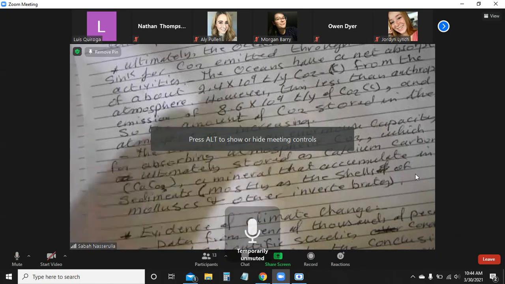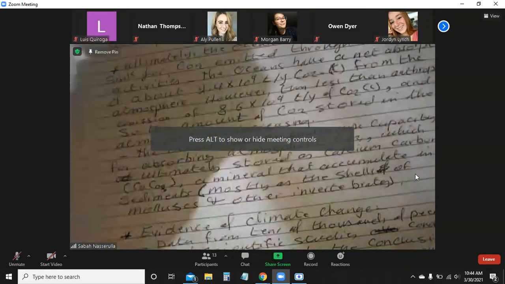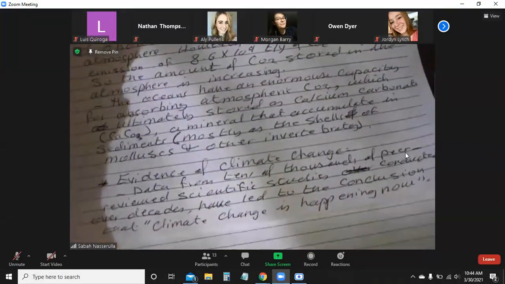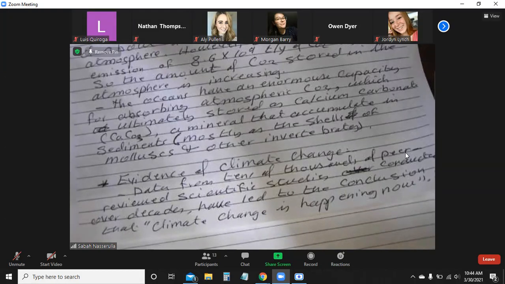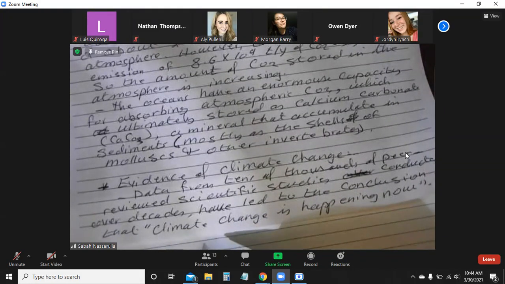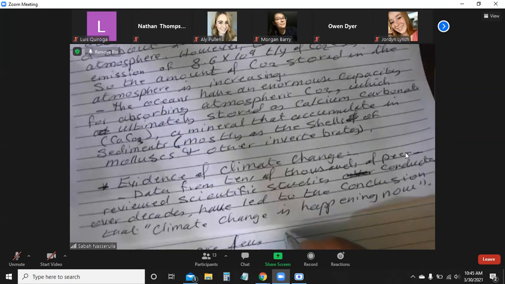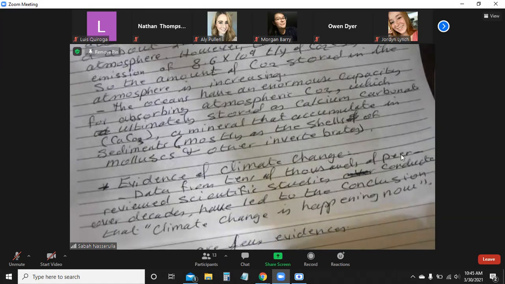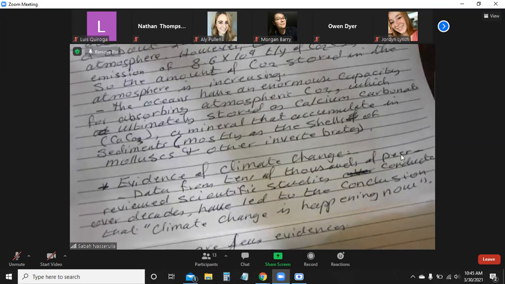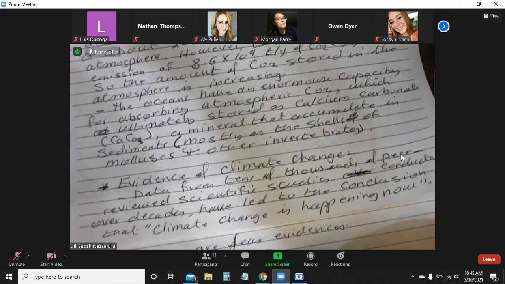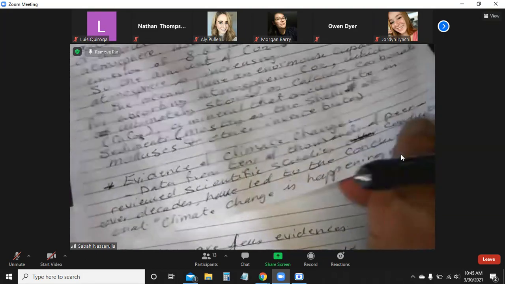I'm not going to go into more detail, but just to mention some of the observations at the current time. Here are a few evidences. One of these evidences, of course, is the measurement of temperature, for example, between 1906 and 2015.